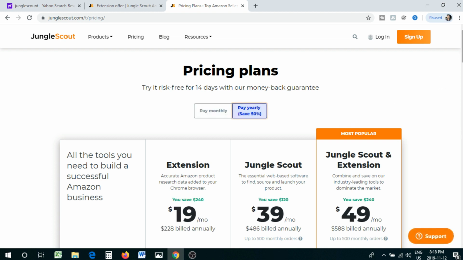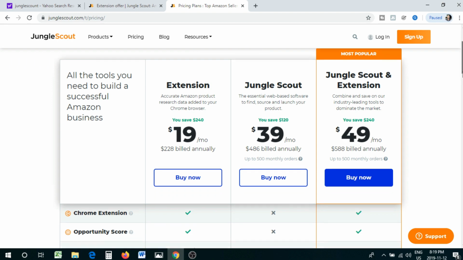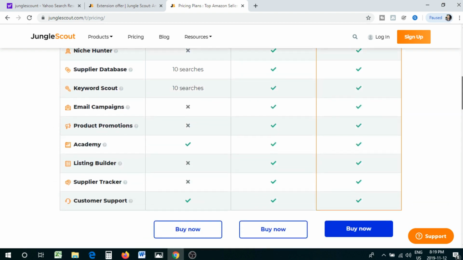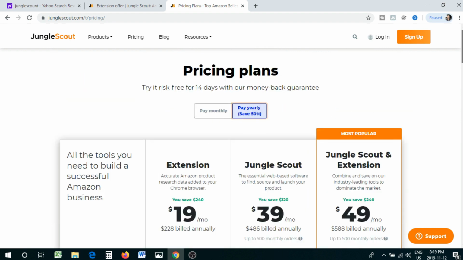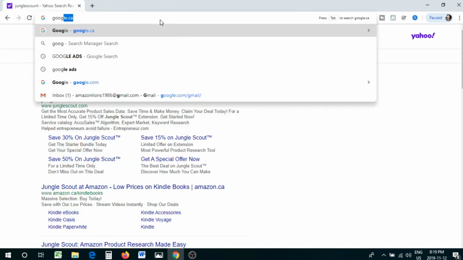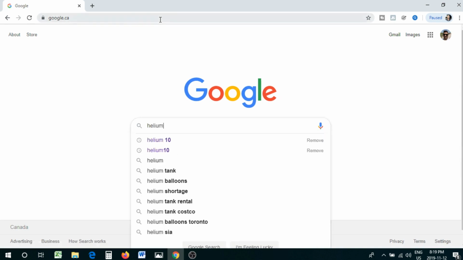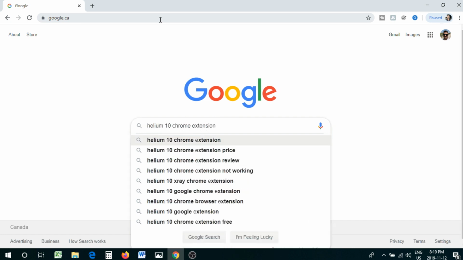Now I still can't justify the amount, and I'm gonna tell you guys why, okay? So Jungle Scout extension, so you can get the combination, you can get Jungle Scout itself, or the extension is $19 per month, okay? So there is a light version that you can get for $97, but you can actually get the Helium 10 Chrome extension absolutely free. So let's go to Helium 10 quickly. So that's the beauty about it. Not only is it a superior product in terms of what it does, but it also saves you guys money. Helium 10 Chrome extension is actually absolutely free.